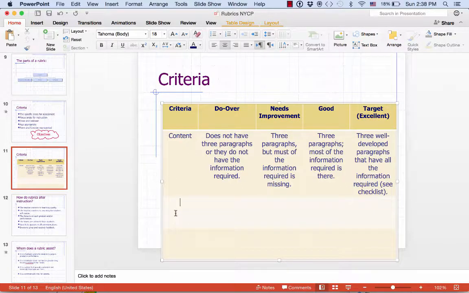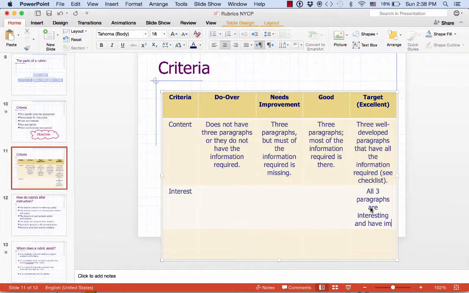And here we might say, criteria interest. Get the students to help you talk about it and say, okay, what do we want as far as interest? All 3 paragraphs are interesting and have important details, very uninteresting, almost no details, and so forth and so on.